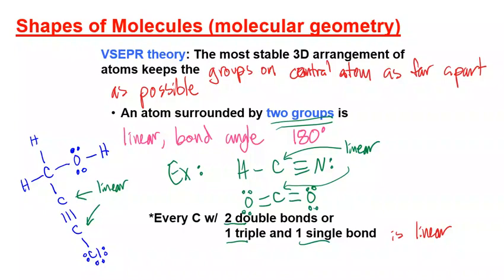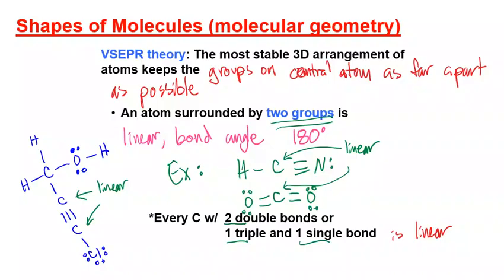So what I want you to get from this is that just like we can classify a molecule overall, if it's a small molecule like one of these two, as linear, tetrahedral, trigonal planar, trigonal pyramidal, any of those, we can also look at individual atoms in a molecule and classify them based on their shape.